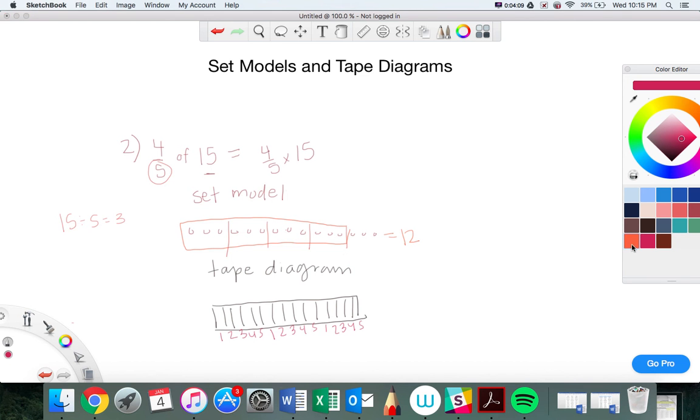And then I'll go back, and I know that I need to shade 4 out of 5. So I'm going to look back and shade 1, 2, 3, 4 in every single group of 5. And then I'll go back and count how many I had. So I have 1, 2, 3, 4, 5, 6, 7, 8, 9, 10, 11, 12. So once I look back at my shaded parts, I can see that my answer is 12.